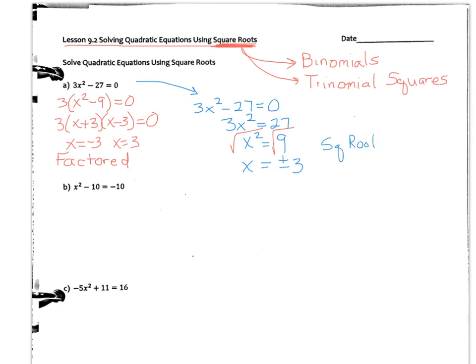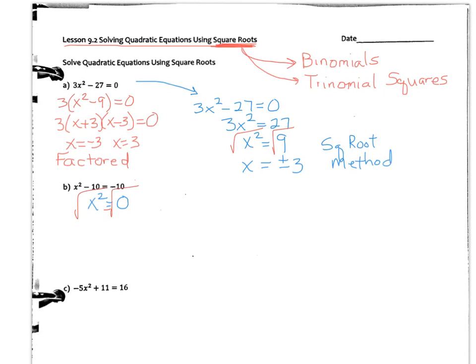Alright, let's try it on some of these other problems. So let's go maybe a little faster. Let's look at problem letter B. Okay, so this is a binomial here. So we can isolate the x squared, get the x squared alone. So you're going to add 10 to both sides. And when you add 10 to both sides, you'll get x squared equals 0. And now once you have the x squared isolated, you'll take the square root of both sides.